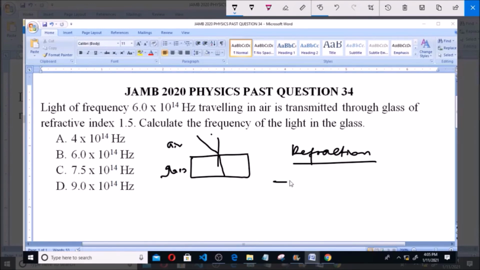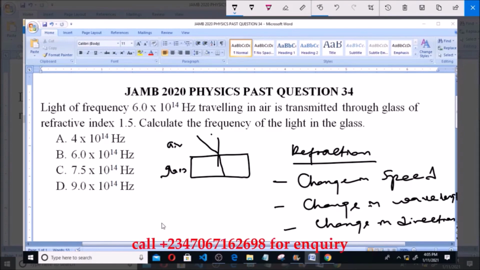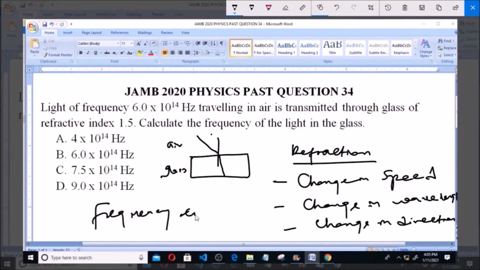Now, there are certain changes that occur to this light. One, there will be a change in speed of the light. There will be a change in wavelength, and there will be a change in direction. But one thing will not change, and that is the frequency. The frequency of the light will never change, no matter the medium it crosses. So frequency remains the same.